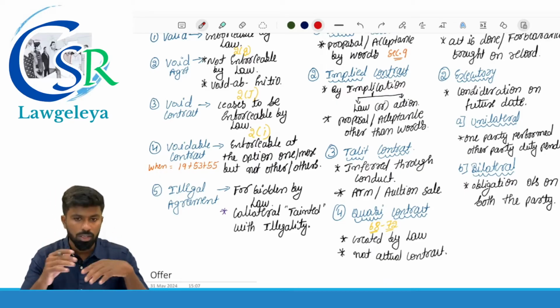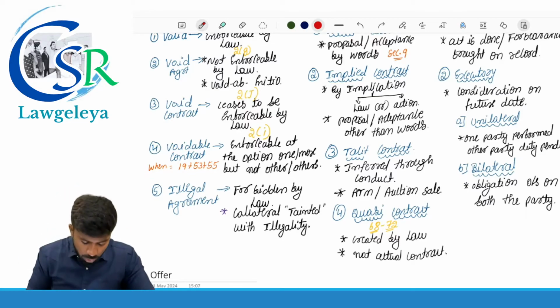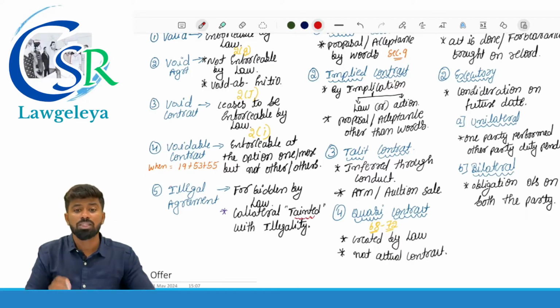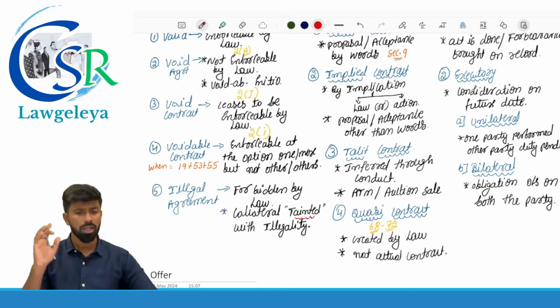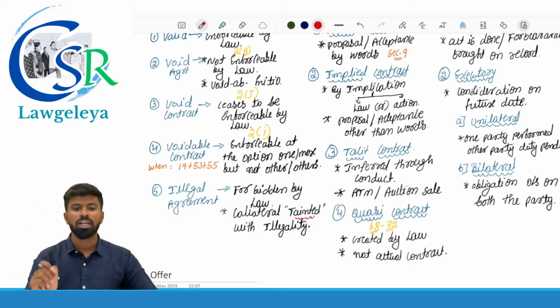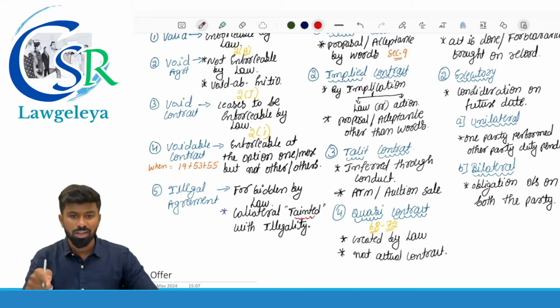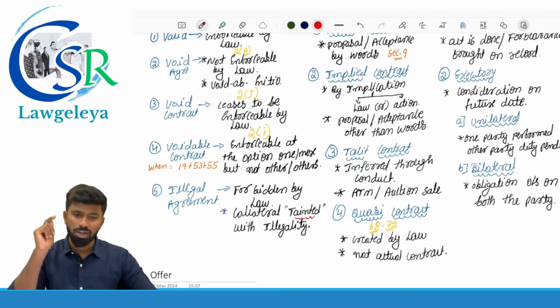And in case of illegal agreements, the collateral agreements are also what? Tainted. Remember this word, tainted. It is also tainted with what? Tainted with illegality. And are they valid or void? Void, not enforceable by law. I repeat, in case of illegal agreements, even the collateral agreements are also tainted with illegality and hence they are void. But in case of void agreements, the collateral agreements are valid.